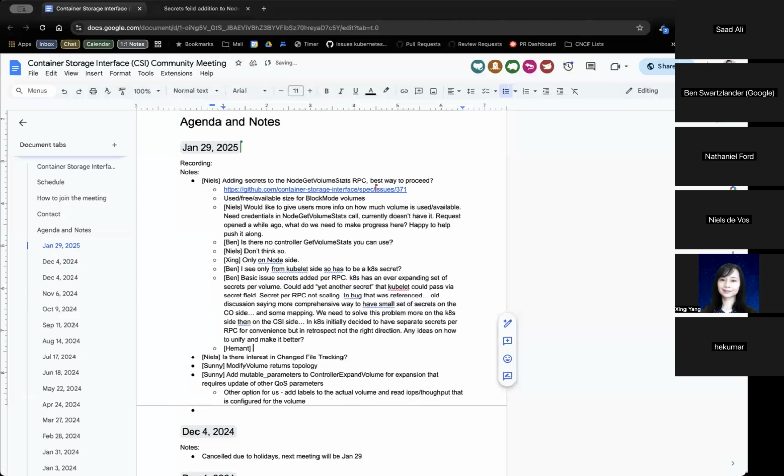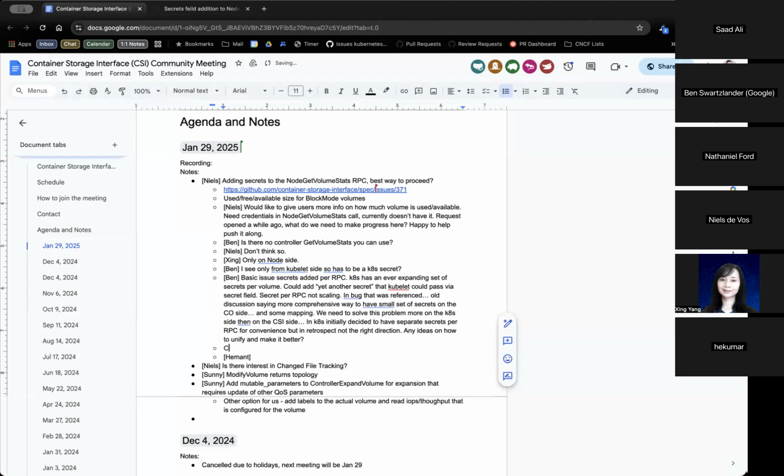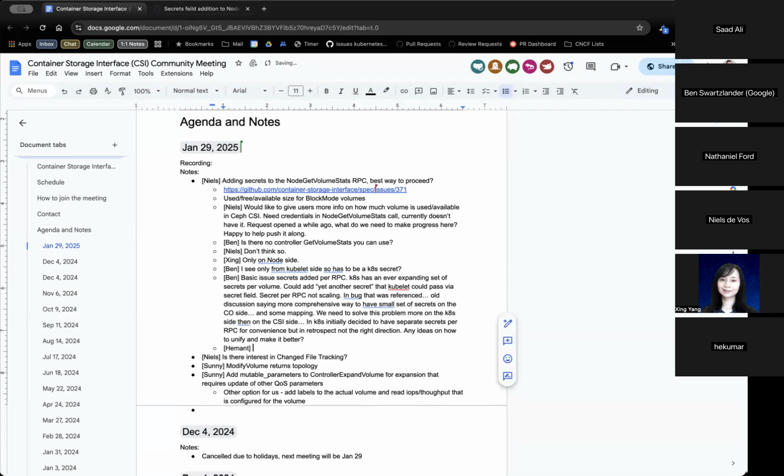Yeah. So there's a specific request for Ceph CSI where they need yet another secret for the node get volume stats API. And I was saying we could just add another secret, but the proliferation of secrets that we have to manage on the Kubernetes side is getting out of hand. There's an old bug that's like 5 years old that references this problem, and it would be nice if we tried to have a comprehensive solution for secret management related to CSI volumes.